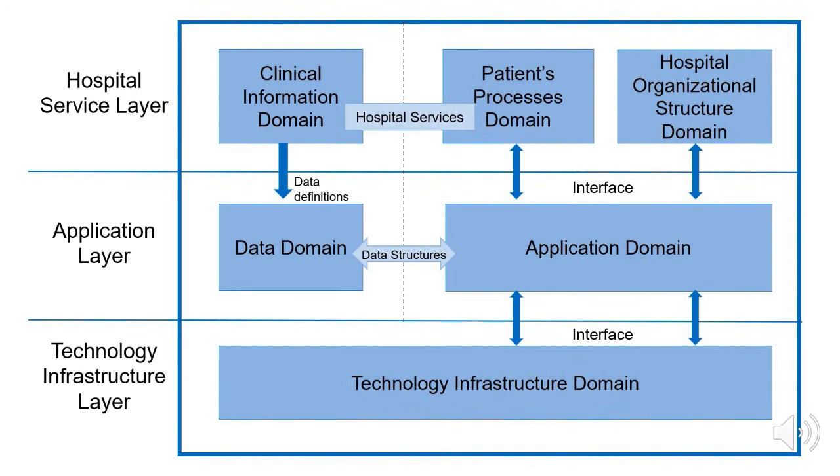All services in the hospital service layer are connected to the application layer, which contains 2 domains. Firstly, the data domain holds the patient's health records along with data generated from applications such as patient profiles, and data flow from medical devices such as temperature. Secondly, the application domain offers an interface for the hospital service layer to interact with information systems.